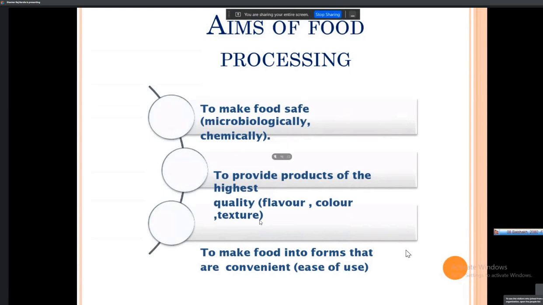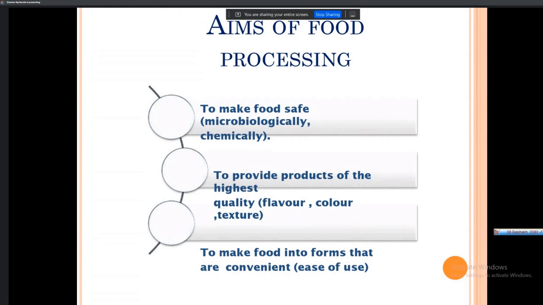One is to make food microbiologically and chemically safe. Then second one is to provide product of highest quality. It improves the flavor, color, and texture. And third one is to make food into forms that are convenient, ease of use.